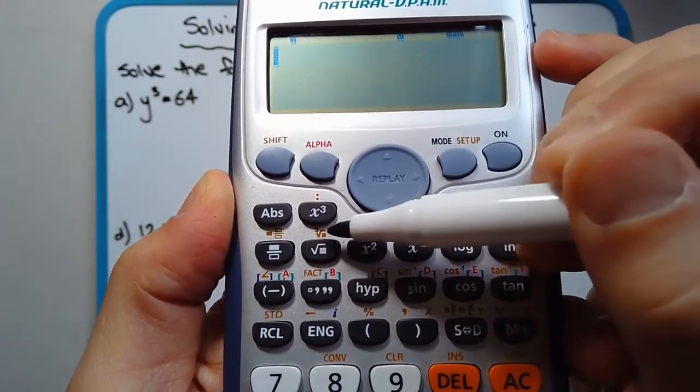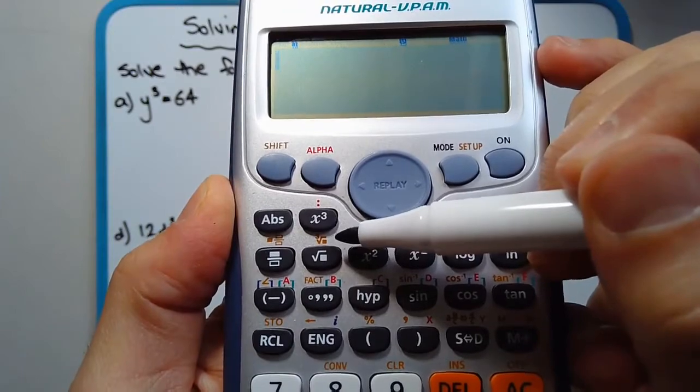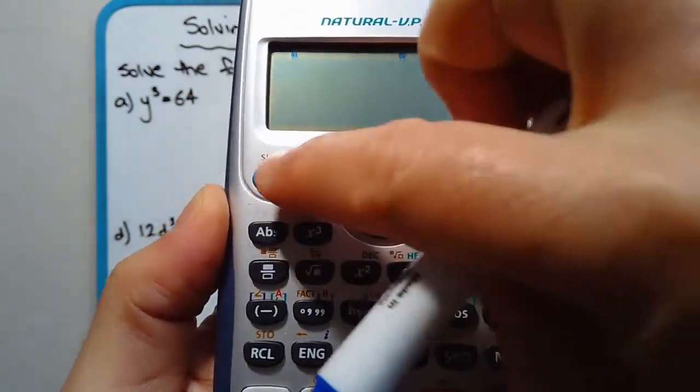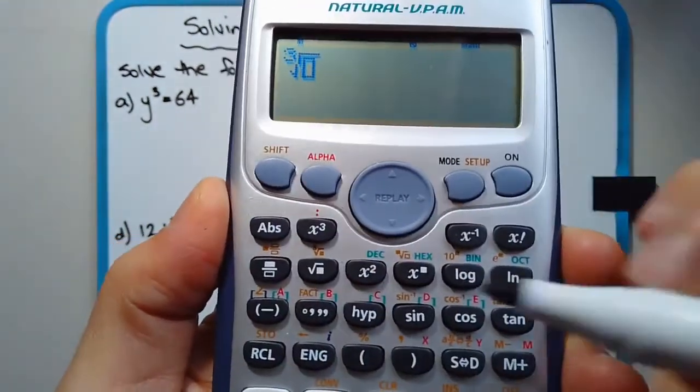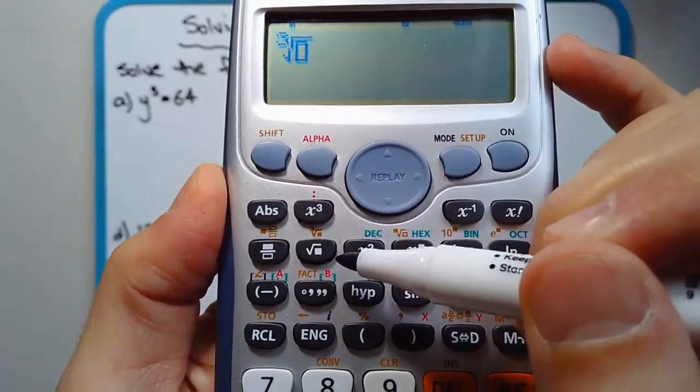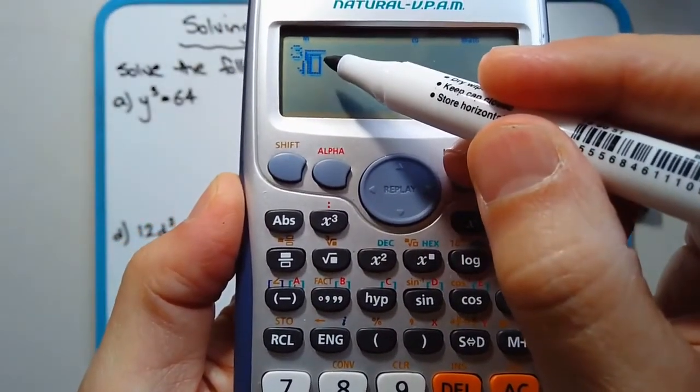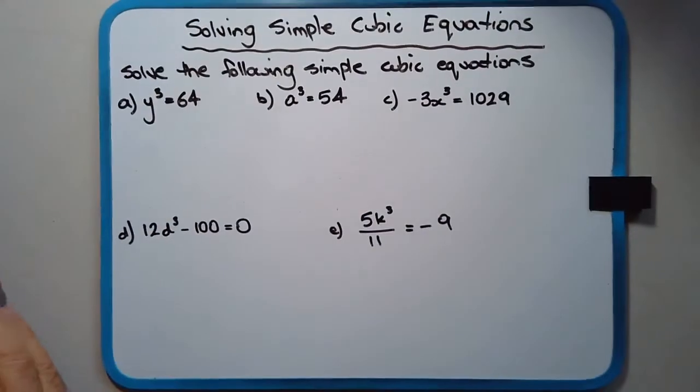Remember that anything in yellow or orange in this model of calculator, you need to use the shift key and then press the actual key that you want, and that brings up the function for you. Okay, so let's have a look at the first one.